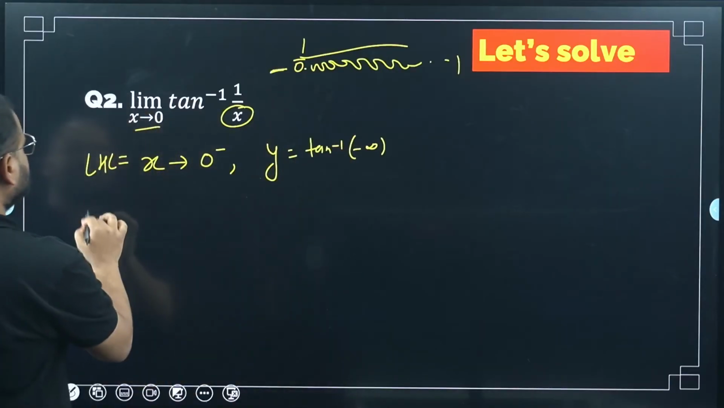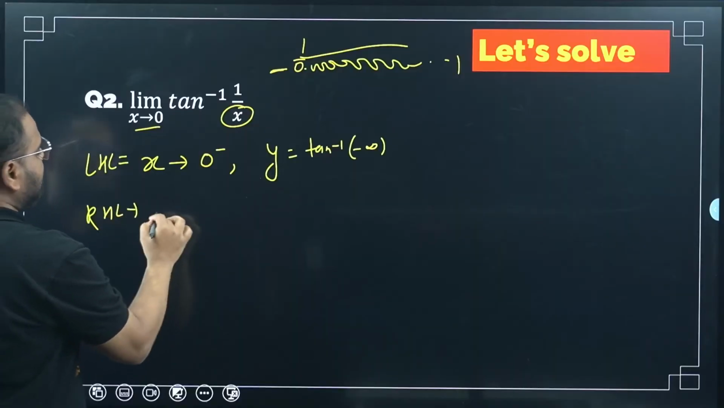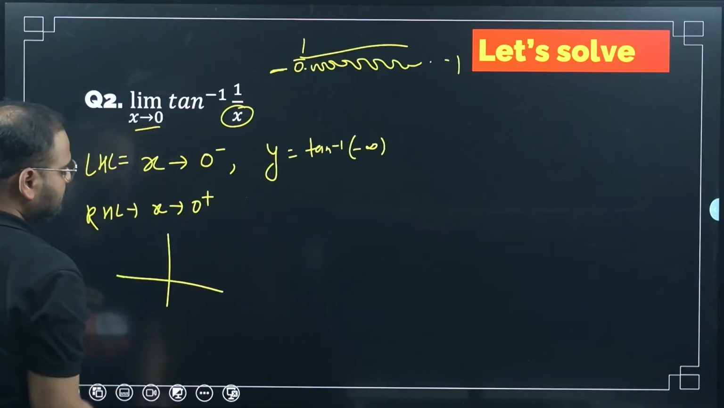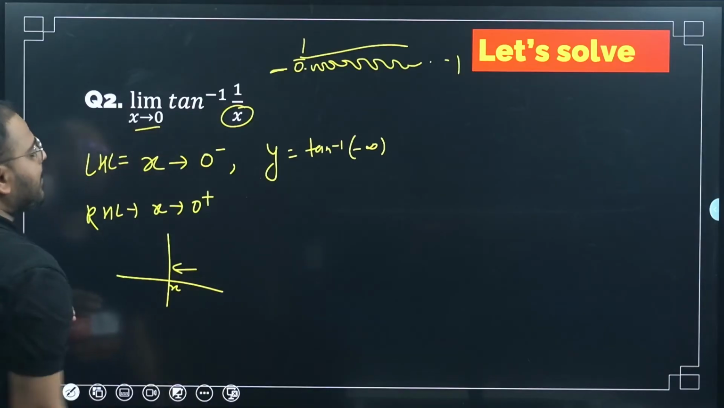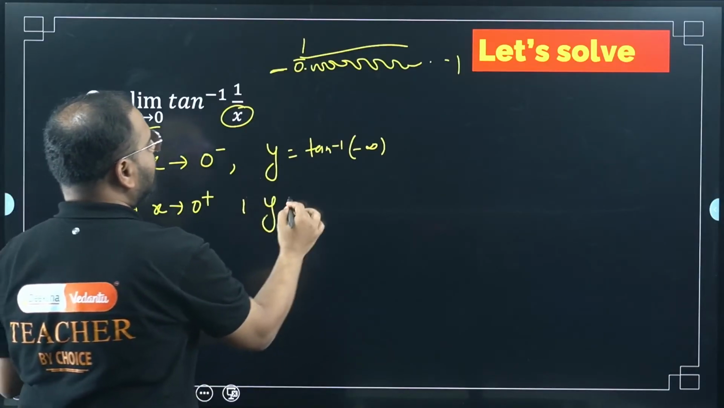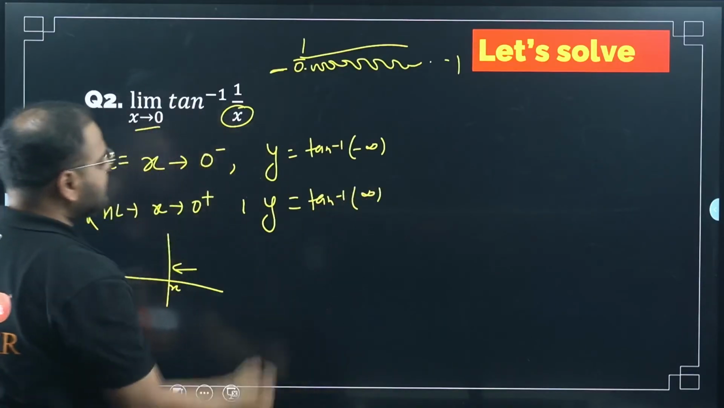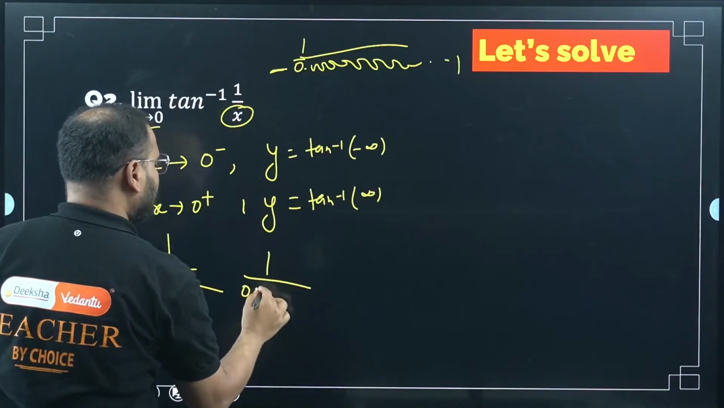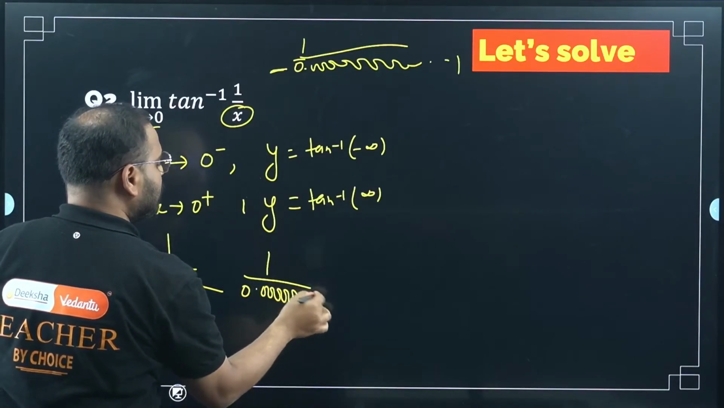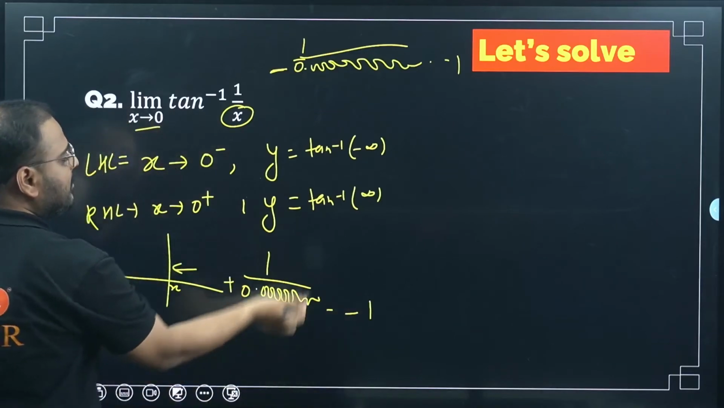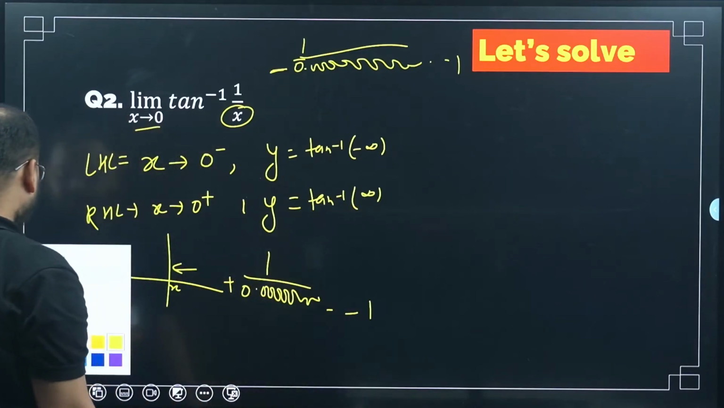Correct? Same way, if I take RHL, x tends to 0 from the positive side, means I try to approach x from this side. If I do that, what am I going to get? y equal to tan inverse of plus infinity. How, sir? Same way, 1 upon 0.00000 like this. This is positive, so it will be positive infinity. Alright, I hope you understood this.